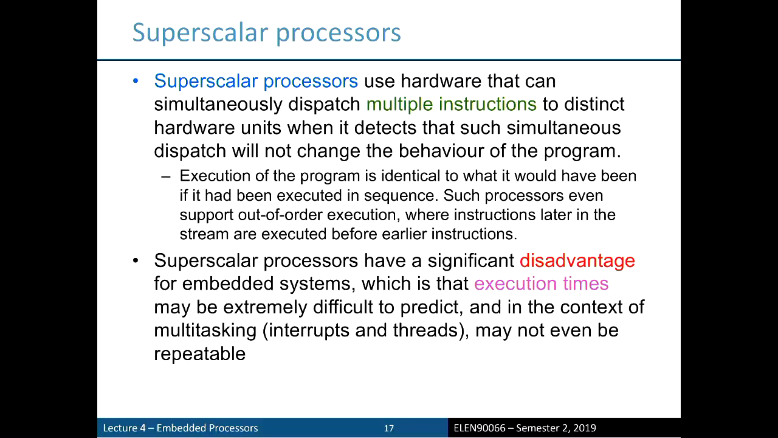Another way of doing it is using what's called a superscalar processor. Now, superscalar processors sound fantastic. They are fantastic, but they're very, very uncommon in embedded systems. Okay, what is a superscalar processor? It's hardware that can decide to send out multiple instructions to different hardware units at the same time. It's extremely complicated.